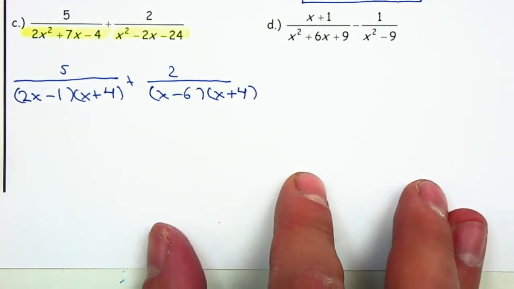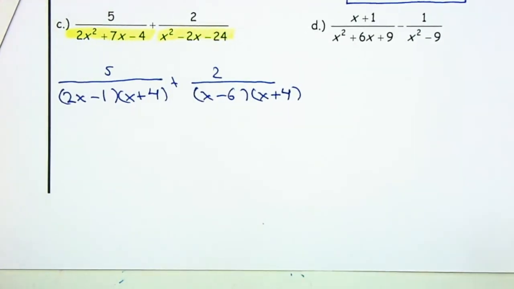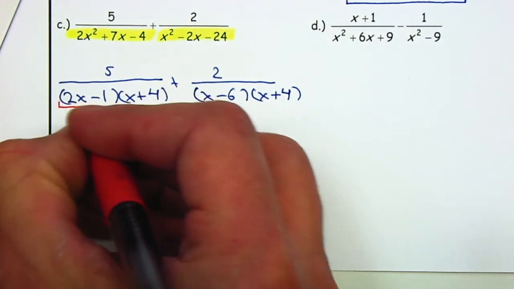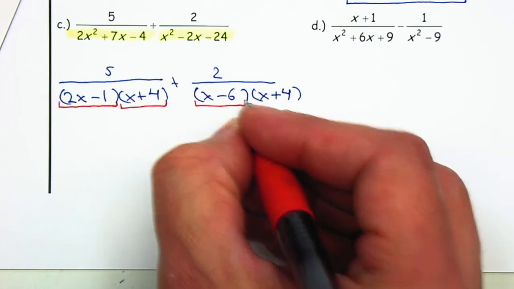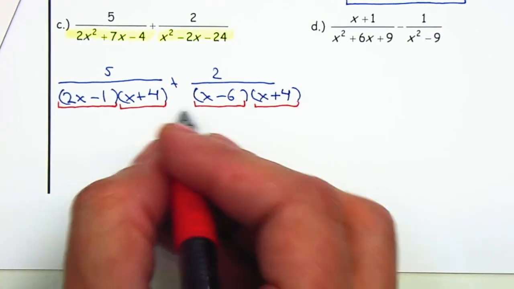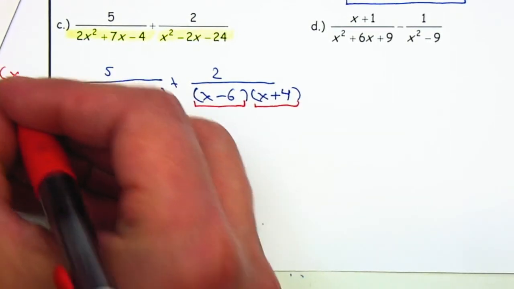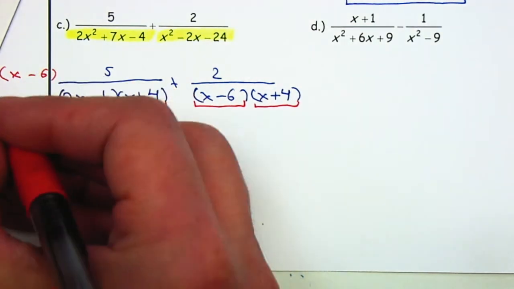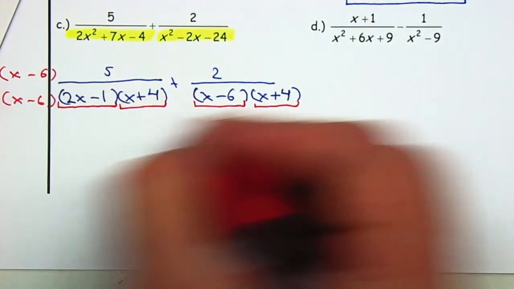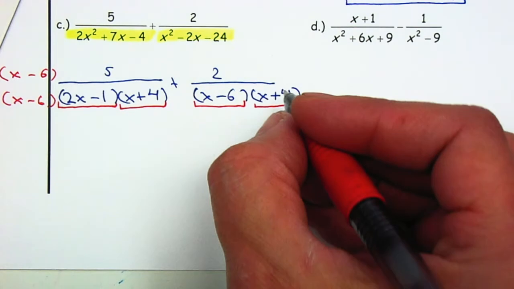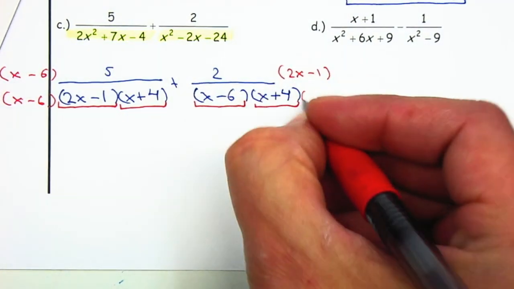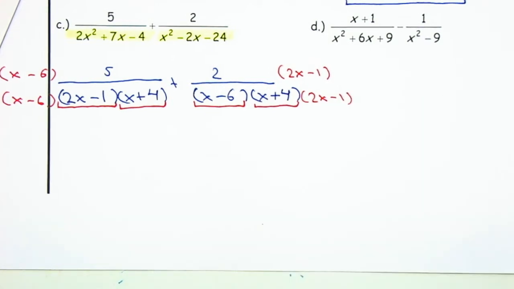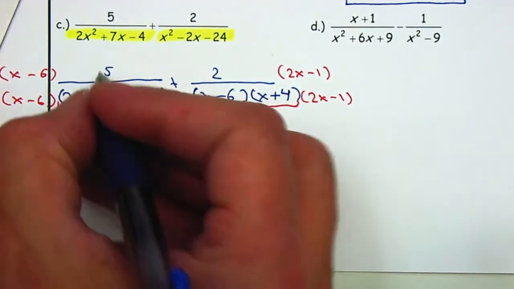Now, I want to be able to make my denominators the same. So we have the factor of 2x minus 1 and x plus 4, x minus 6 and x plus 4. So on the left, I'm going to go ahead and add the x minus 6 on the top and on the bottom. On the right, I'm going to need the 2x minus 1. Now I can go ahead and distribute.